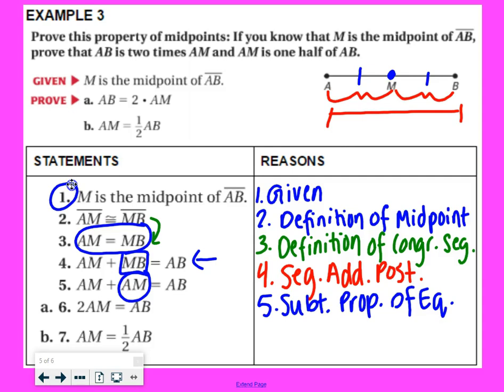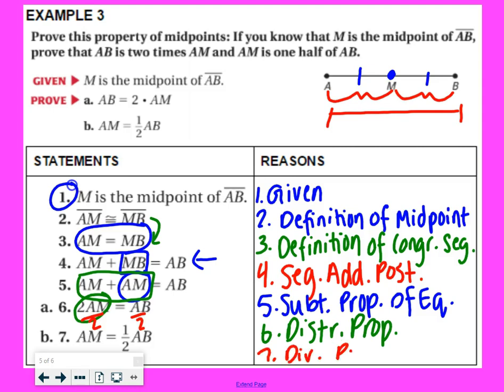All right, and then the last piece, we have 2AM equals AB. Well, if we have AM plus AM, that's going to equal 2AM. So we say that that is our distributive property. And then lastly, we have AM is half of AB. So if we divided both sides by 2, we would get AM is half of AB. So that is our division property of equality.